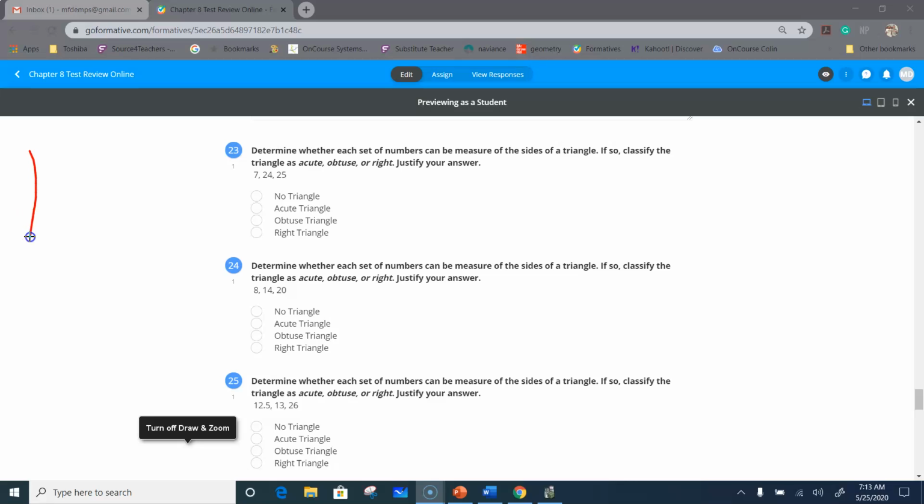So remember, the Pythagorean theorem says this. If I have a right triangle, this is A, B. The hypotenuse is always the largest side. And we know that C squared equals A squared plus B squared.